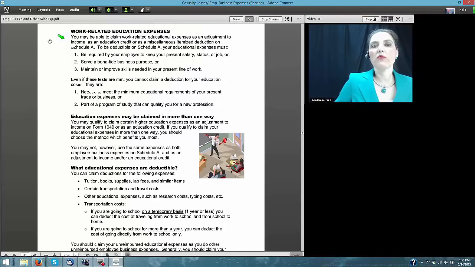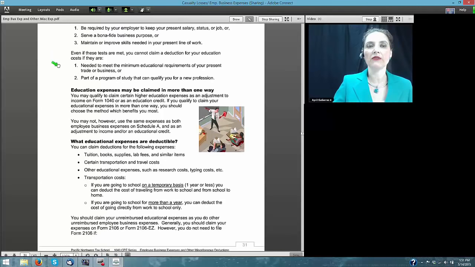All right, work-related education expenses. You may be able to claim work-related education expenses as an adjustment to income, as an education credit, or as a miscellaneous itemized deduction on Schedule A. But to be deductible on Schedule A, the education expense must be required by your employer to keep your present salary status job, or it must serve a bona fide business purpose, or it must maintain or improve skills needed in your present line of work.